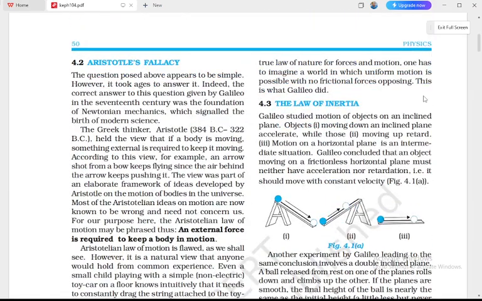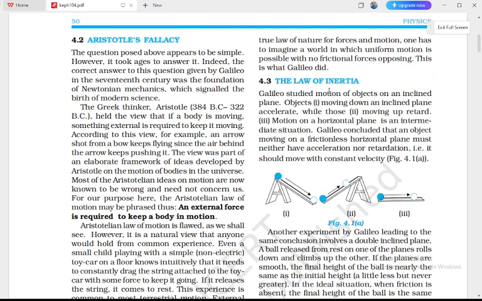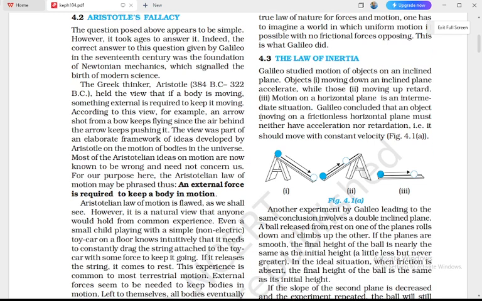To get the true law of nature of forces and motion, one has to imagine a world in which uniform motion is possible with no frictional forces opposing. This is what Galileo did. First, we learn about the law of inertia.